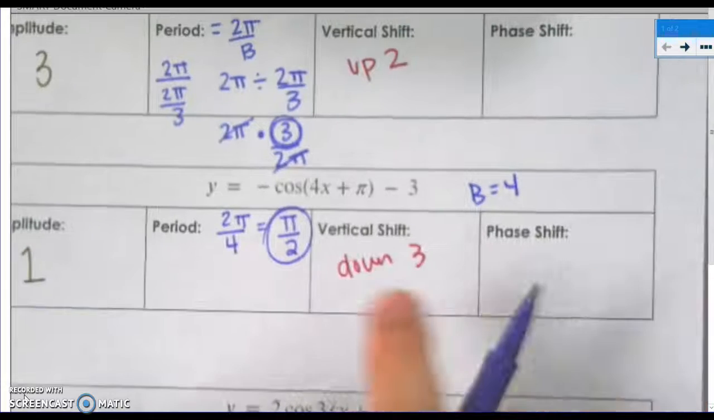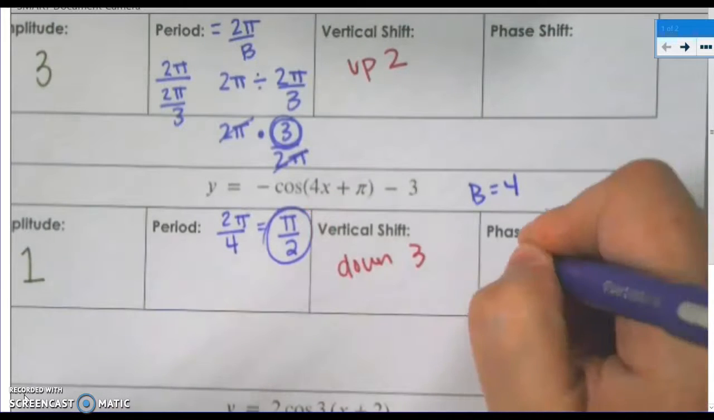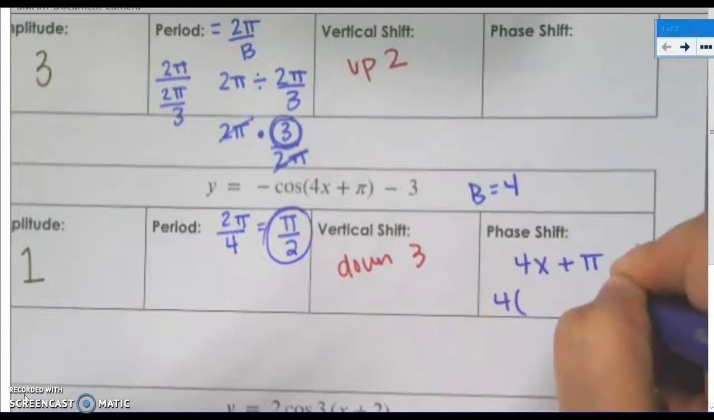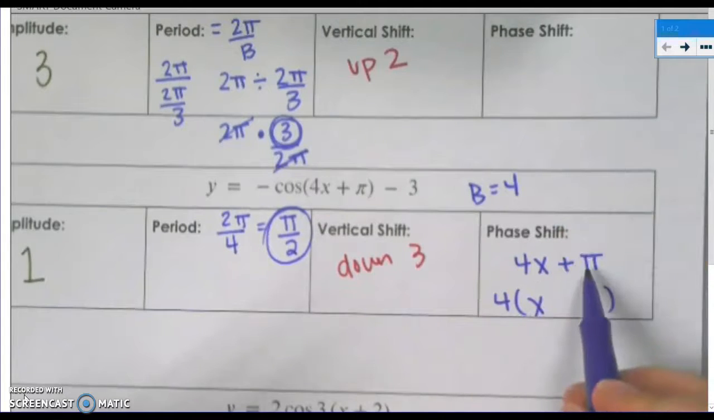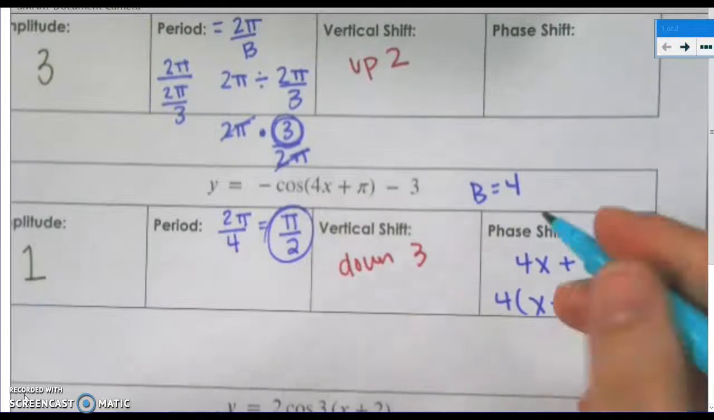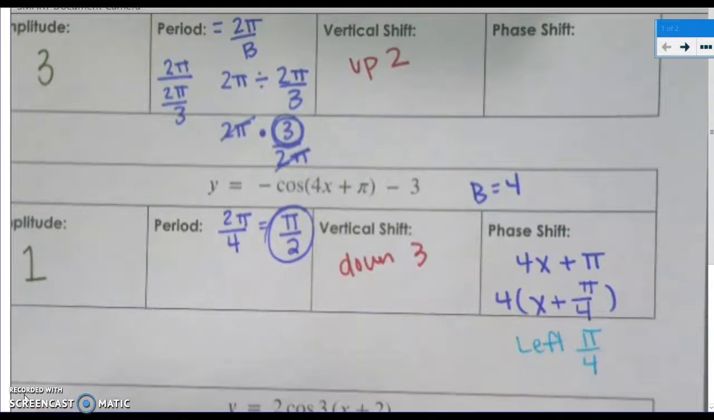And the phase shift, you cannot find the phase shift if B is in front of the x. You're going to have to divide and put that 4 on the outside of the parentheses. So this means I also have to do pi divided by 4. So my phase shift is left pi over 4.